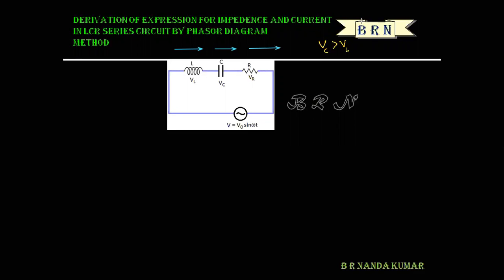So the potential difference across L is VL, which leads the current by an angle pi by 2 radian. The potential difference across C is VC, which lags behind the current by an angle pi by 2 radian.